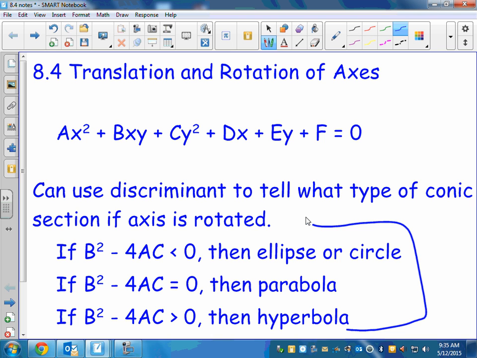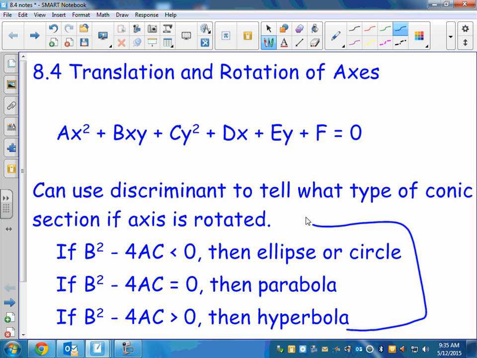If you take b squared minus 4ac and you get a negative number, then your conic section is going to be an ellipse or a circle. A circle is just a special kind of ellipse, where the major and the minor axis are the same, so that's why we can group those together. If you get exactly 0, you're going to have a parabola. And if you get a positive number, you're going to have a hyperbola.